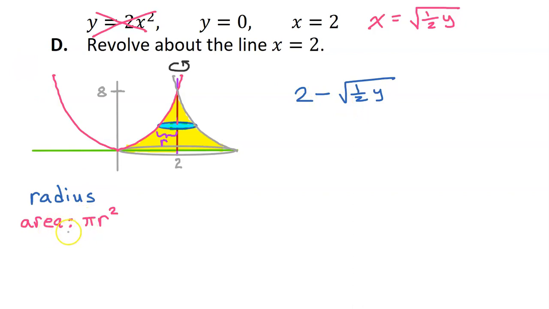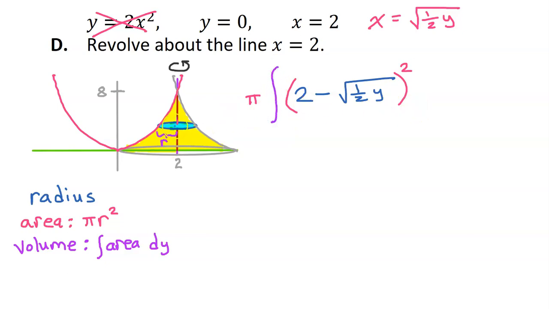The next step is to find an expression for the area of the disk, which will be pi times the radius squared. Since this is an expression for the radius, I can turn it into an expression for the area by squaring it and putting pi out in the front. Finally, we can find an expression for the volume of the solid by integrating the area. Since this is an expression for the area, all I have to do is integrate. Notice that since the disks are stacked vertically, I need to integrate with respect to y. These disks are stacked from 0 to 8, so those are the limits of integration.